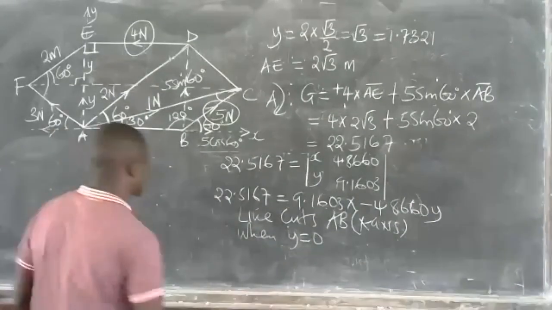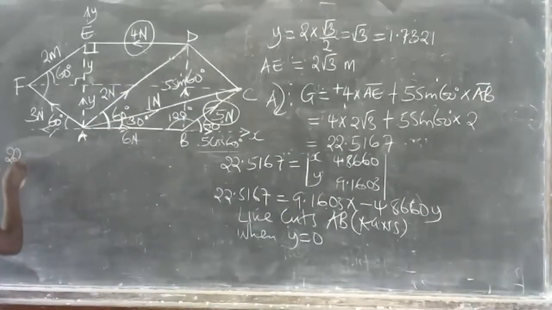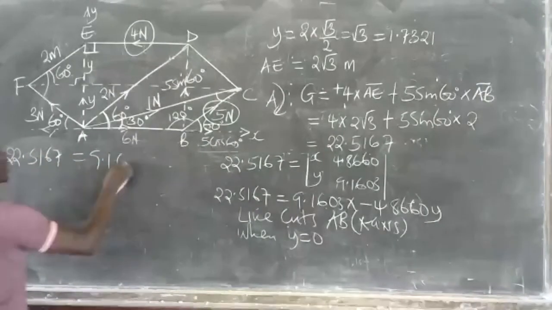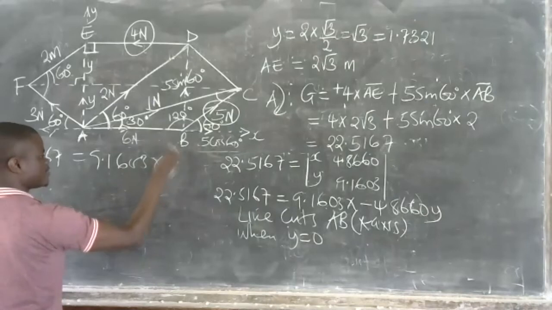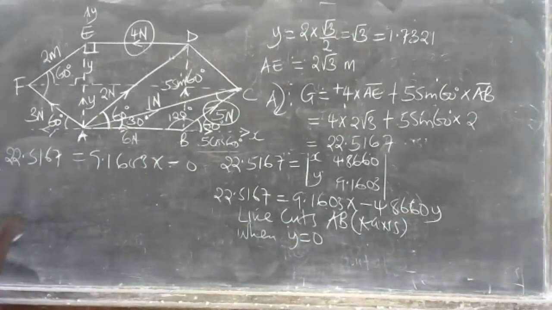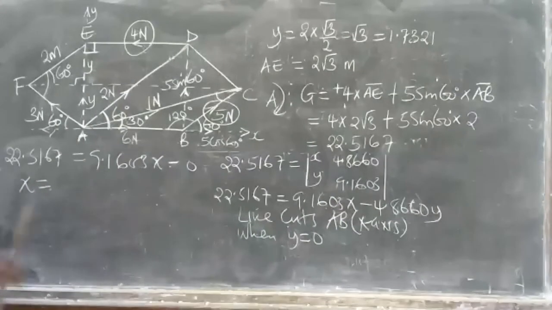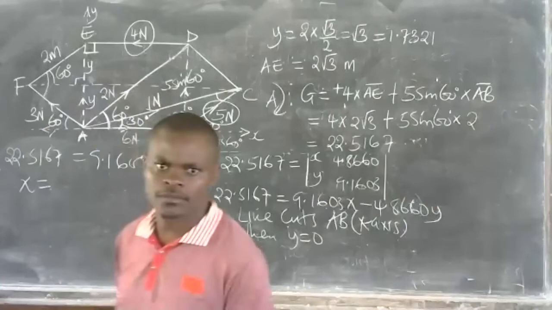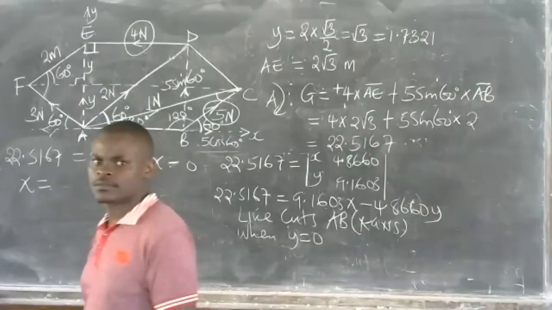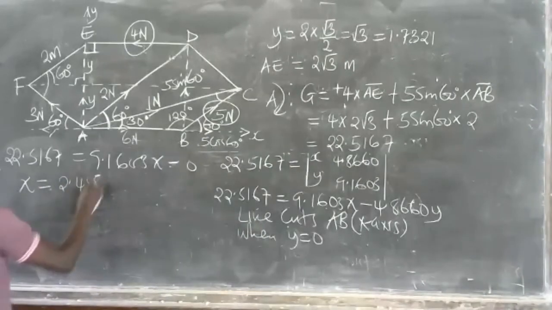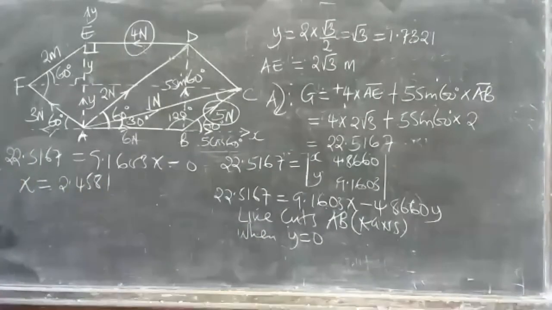Okay, so we put 0. That will give us 22.5167 times x minus 0, so when you put it here, you get 0. Excuse me, teacher, what do you get as x? 2.4581. But that's not the answer.